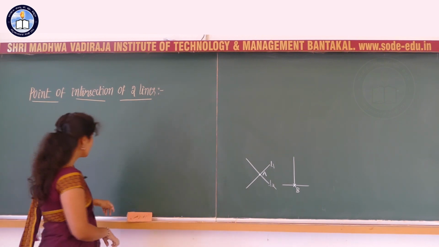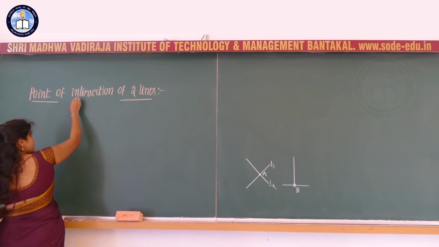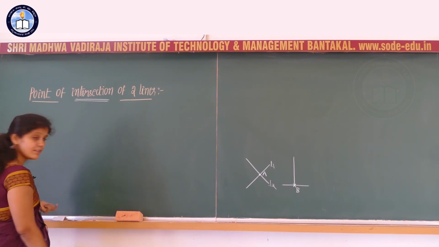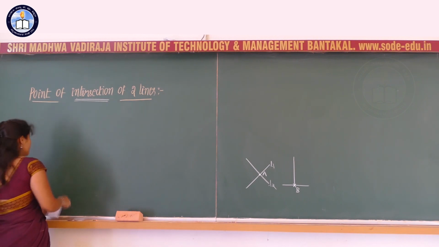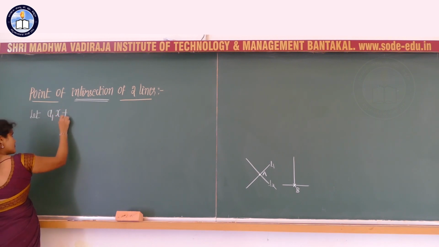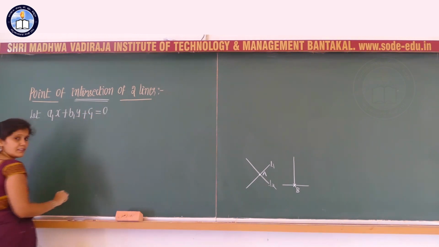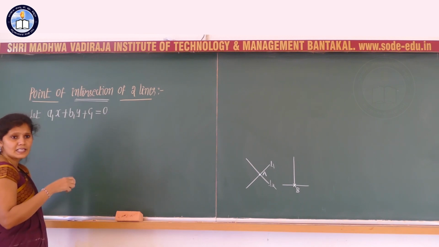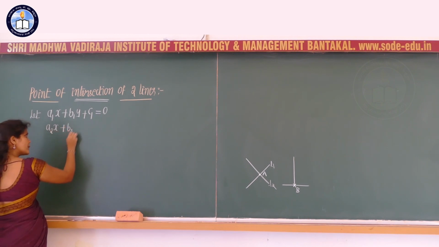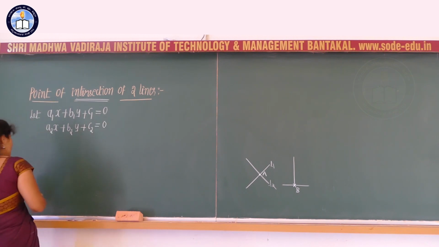Correct? So let us consider the general formula to find the point of intersection of two lines. So if the two lines are given, how to find out the point of intersection of the two lines L1 and L2? Correct? So let's consider the first equation, that is let a1 into x plus b1 into y plus c1 is equal to 0, and a2 into x plus b2 into y plus c2 is equal to 0. So these are the two lines.